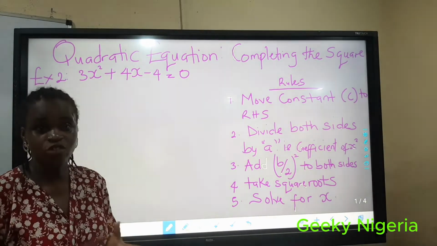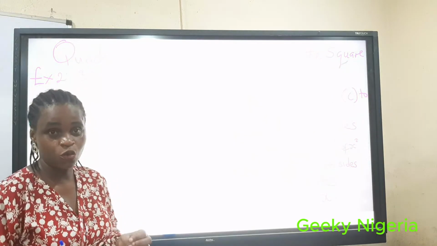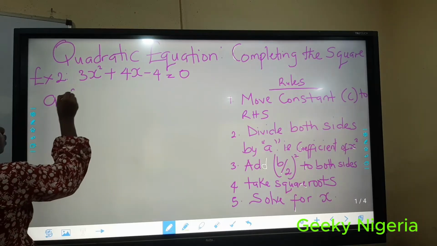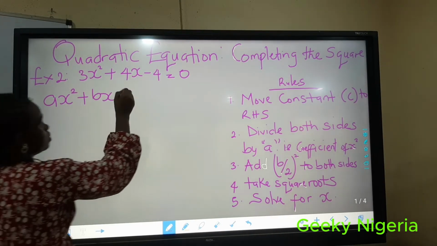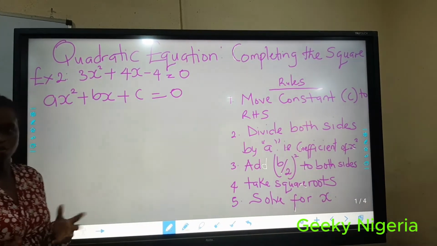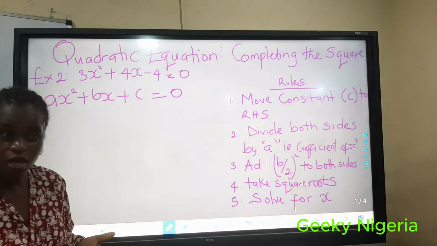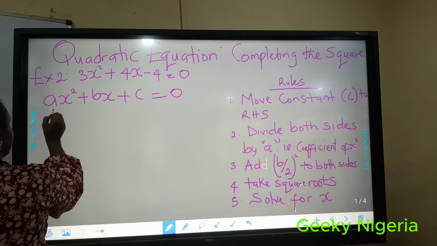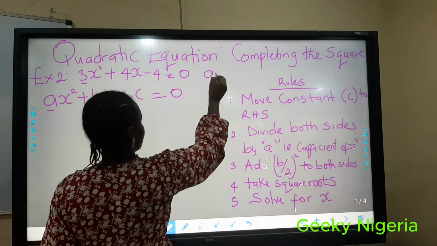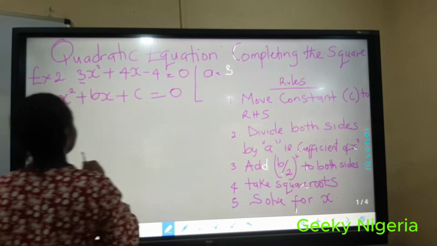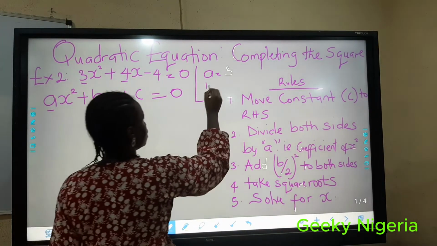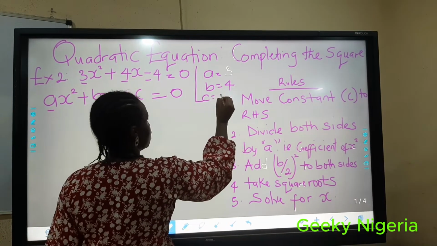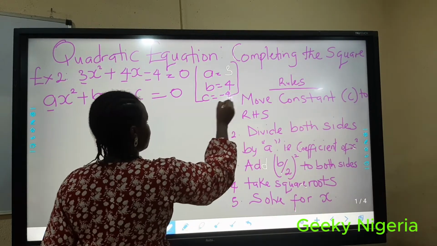First thing, always write a general equation of a quadratic equation before you start solving. So remember our general equation is ax squared plus bx plus c is equal to 0. Good. Next thing we do will be identify what's a, what's b, and what's c. So from here, relating to this, our a here is equal to 3, our b is 4, and our c is minus 4. So we have this down.